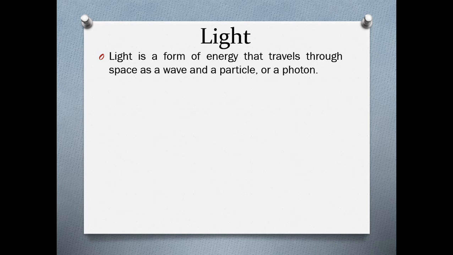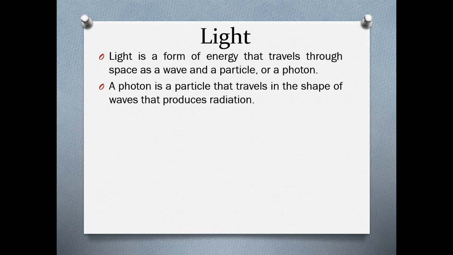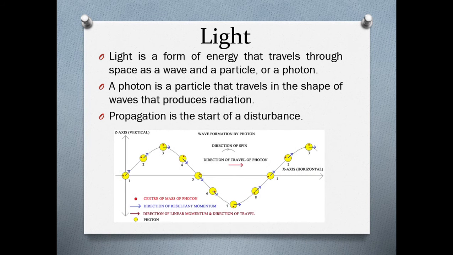So light is a form of energy that travels through space as a wave and a particle, or a photon. A photon is a particle that travels in the shape of waves that produces radiation. And propagation is the start of a disturbance. So here we have an example of what a photon looks like. Pretty much it has the shape of a wave.